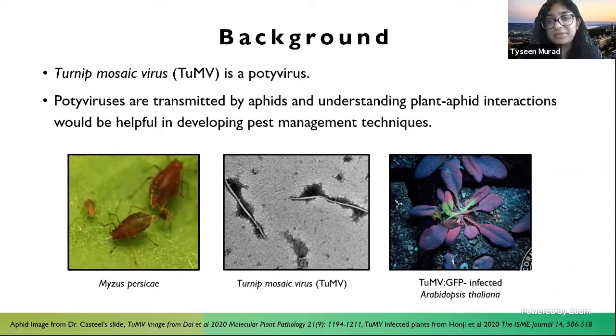And so the picture on the bottom right-hand side shows a TuMV GFP tagged infected Arabidopsis thaliana, which is the model organism that we used over this summer. This plant is under UV light, as you can see from the purple lighting, and the green light that you see fluoresced in the middle is where the TuMV is being expressed in the plant.